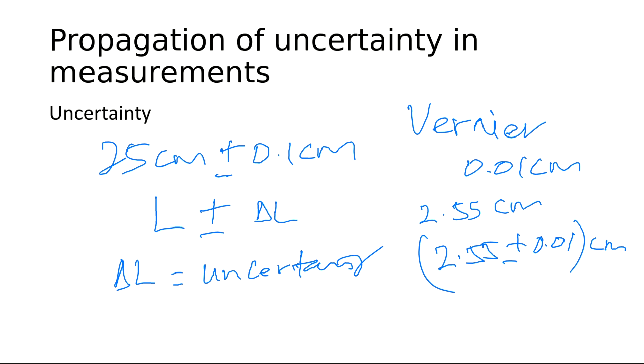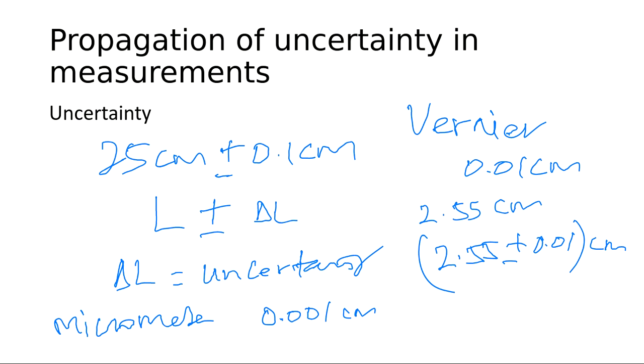On the other hand, if we use a micrometer, the uncertainty might be 0.001 centimeters. So if you measure something with that, you see the uncertainty goes down. So that's the idea of uncertainty.